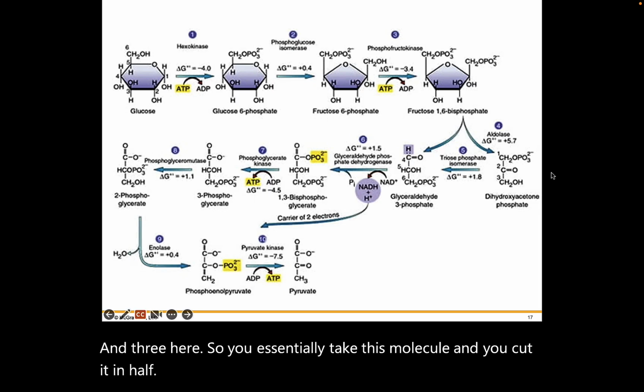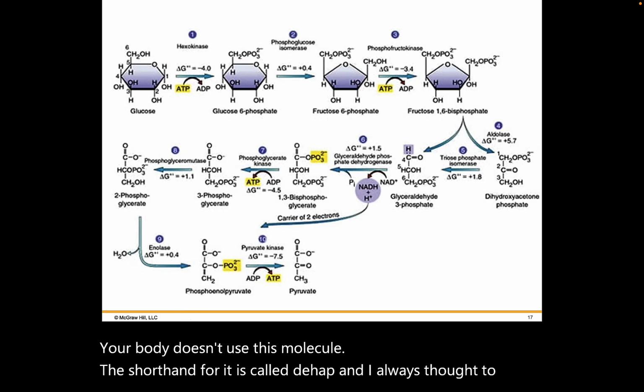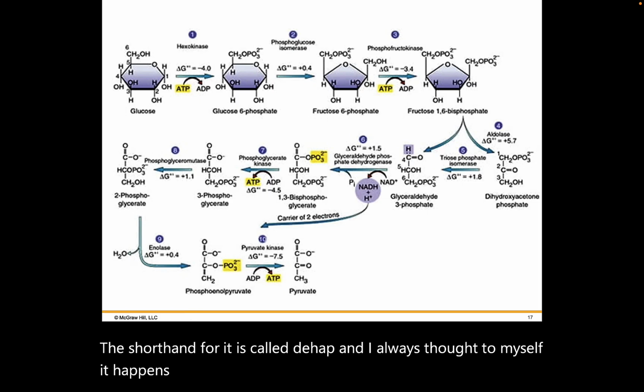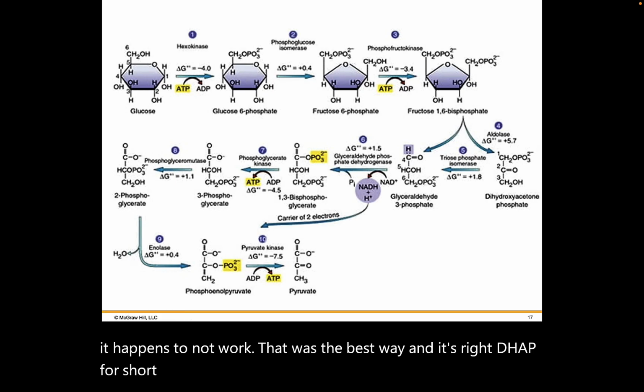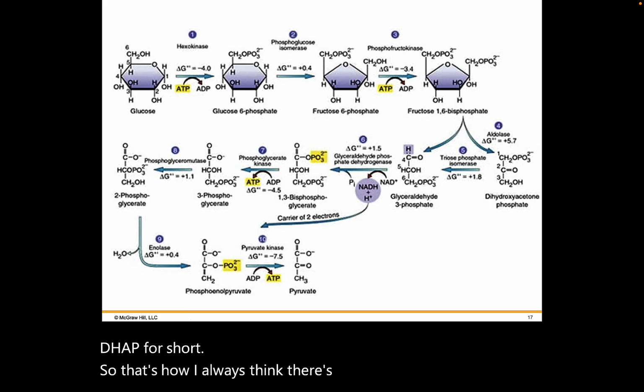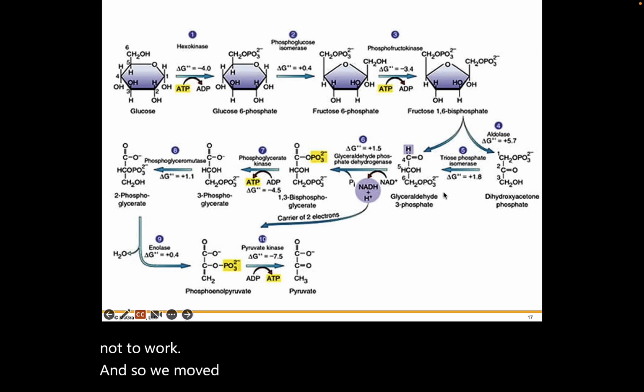Now your body doesn't use this molecule. The shorthand for it is called DHAP. There are 2 molecules, and so we move forward with just this 1 molecule, glyceraldehyde 3-phosphate.